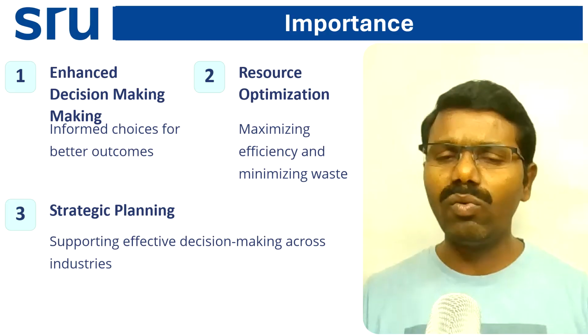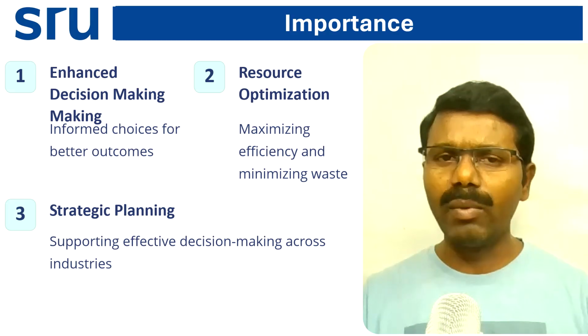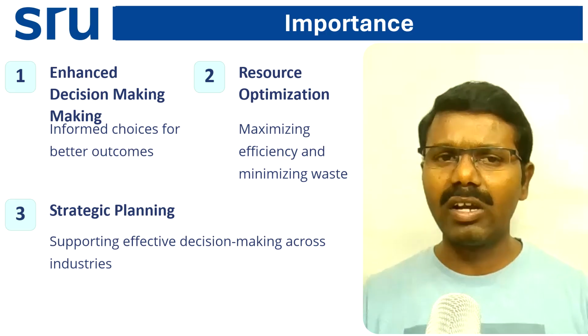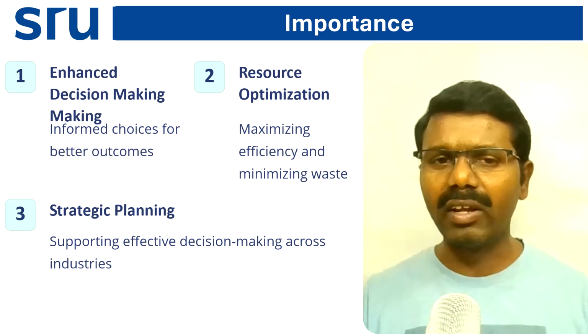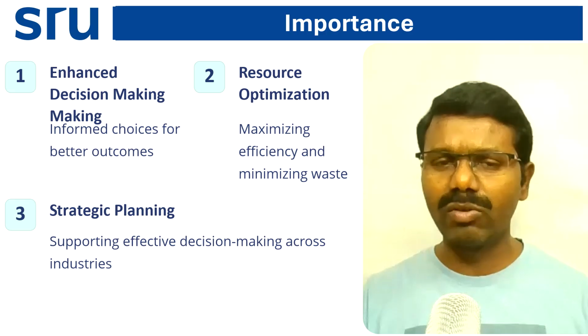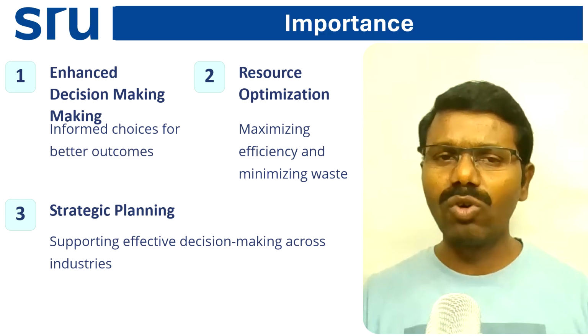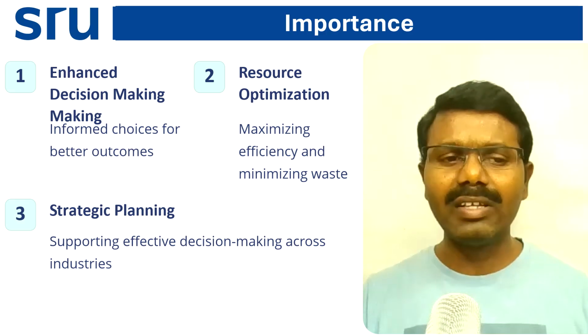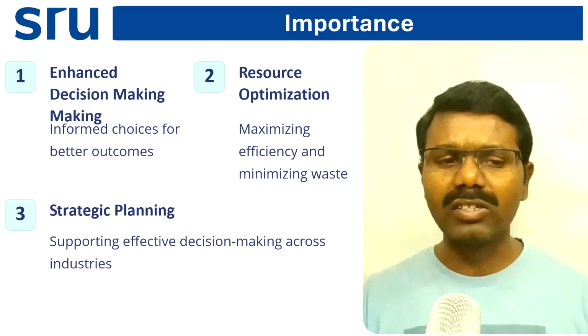We need to know how we can take the better decision based on the available resources, and we need to take the decisions at that time. First of all, you should know what your strength is and what your scope is. Based on that, you need to take the decision. Then the third one is strategic planning, supporting efficient decision making across industries.